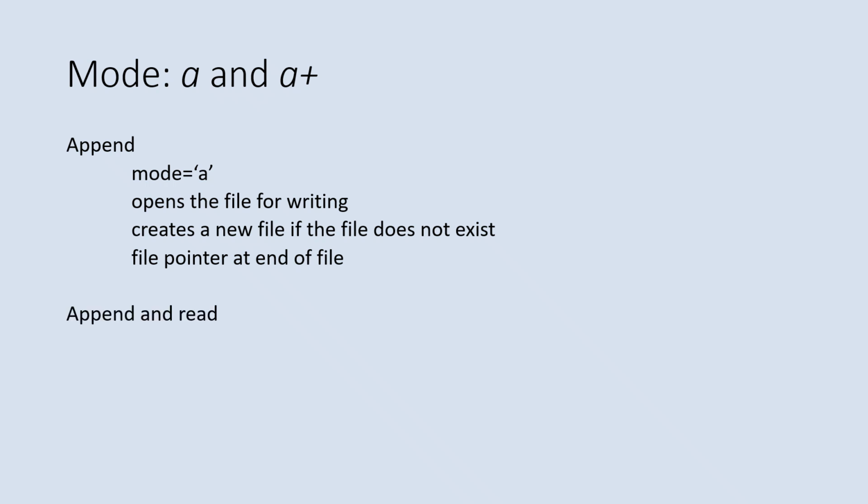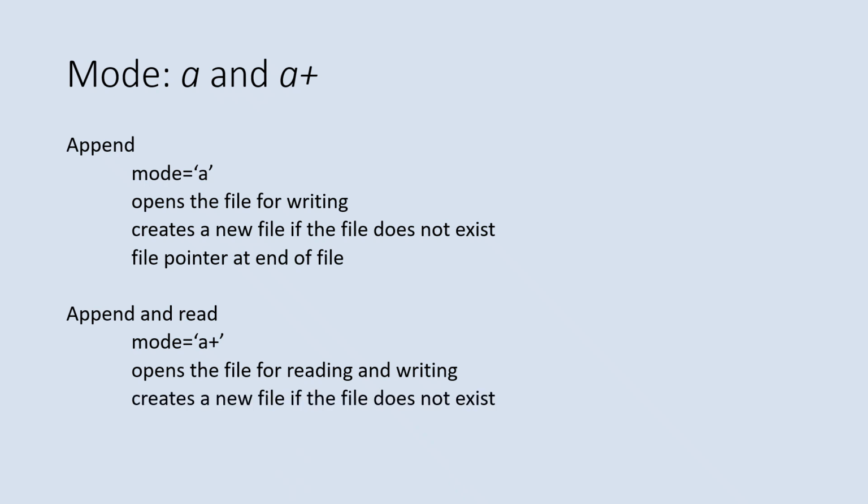And of course, as an append mode, there's also an append and read mode, which is the mode A+. Opens the file for reading and writing. Still creates a new file if the file does not exist, the same as before. The file pointer is still at the end of the file, but you can move back to an earlier position and start reading from an earlier position if you choose. Again, all of the writing will still take place at the end of the file.